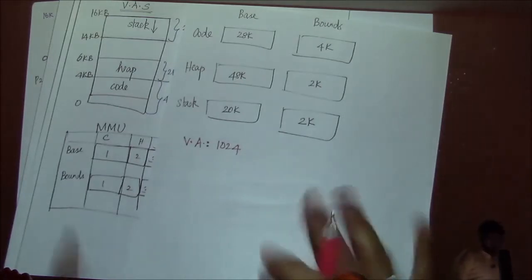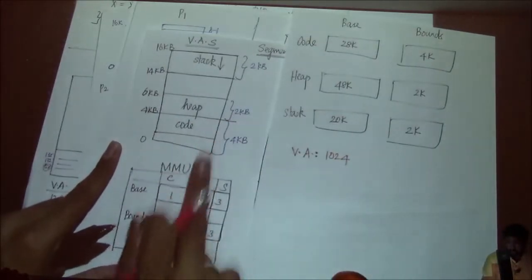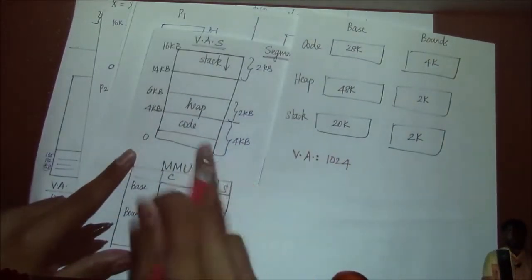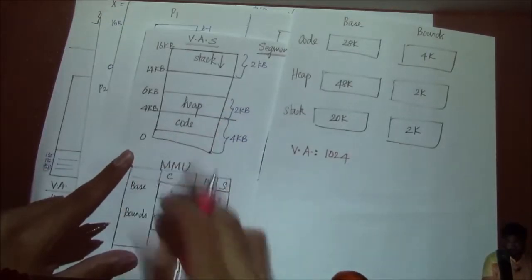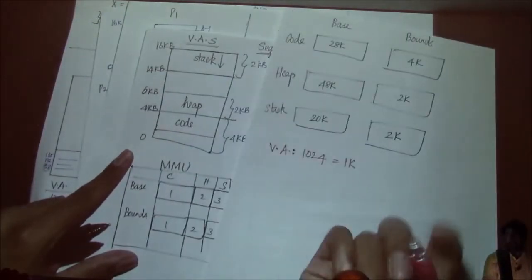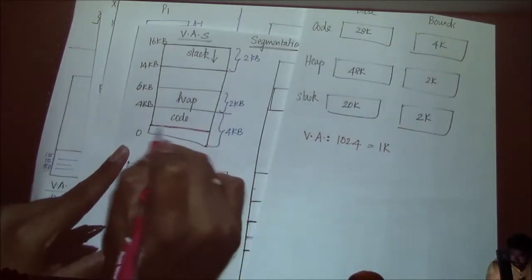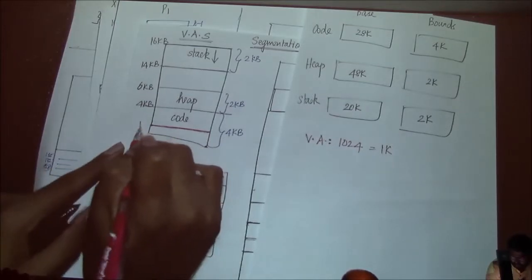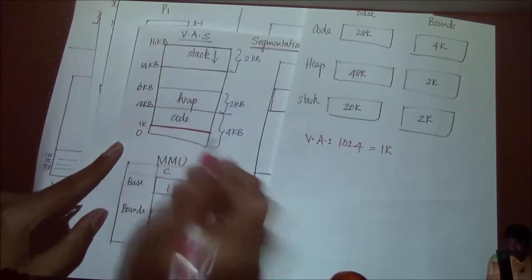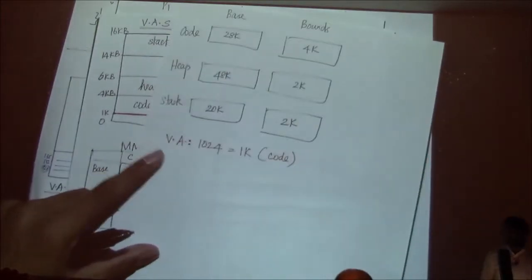So when the virtual address is 1024, the first thing we see is that the code starts at 0 and goes till 4 KB. And 1024 is nothing but 1K, or 1 KB. So this is going to be somewhere between 0 and 4K. 1K comes somewhere right here, and so we know that this is in the code segment.